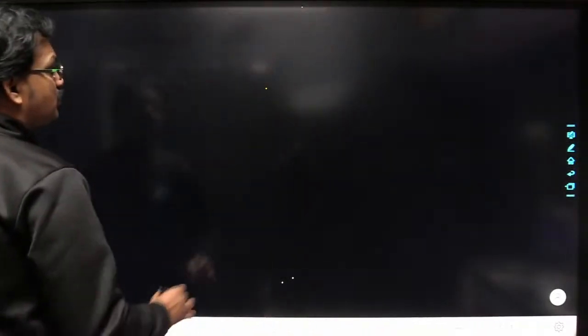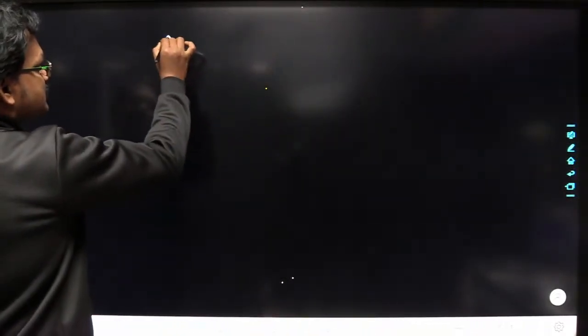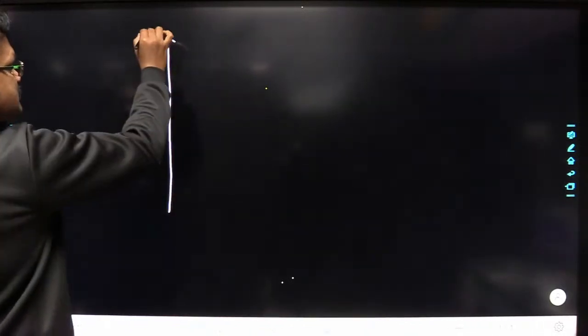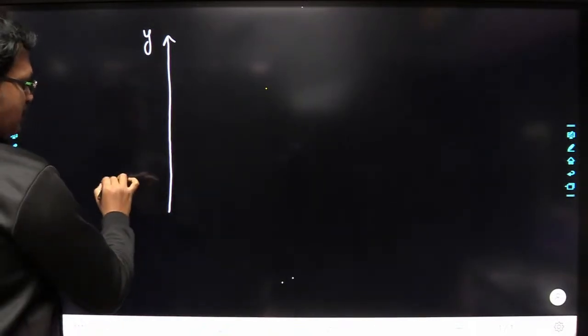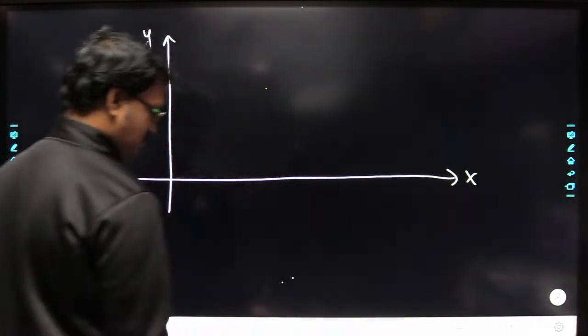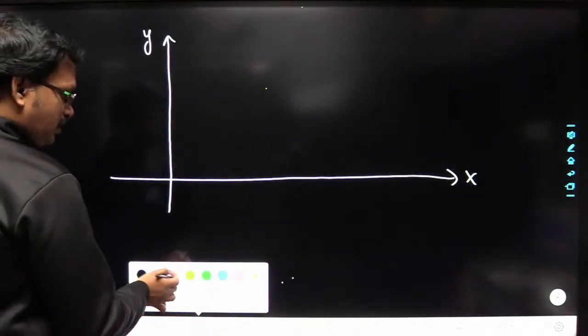Okay. So now let us consider this is the y-axis, and let us consider this is the x-axis, right?